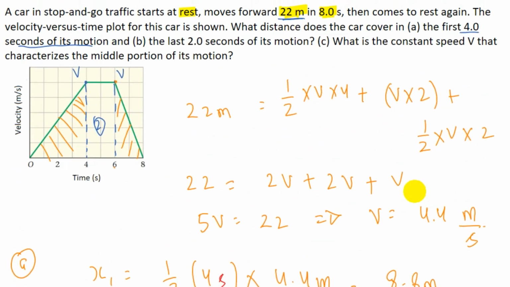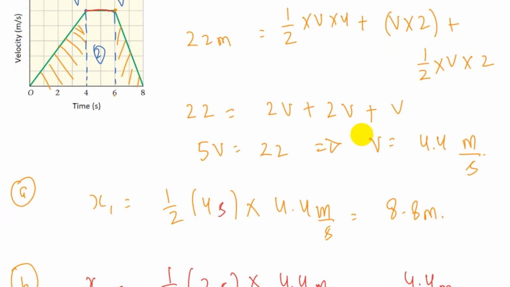Now finally, part C, where we have to calculate the constant speed V during the middle portion of the motion. This is the middle portion, and here the velocity V we calculated to be 4.4 meters per second. So this would be the answer for part C.